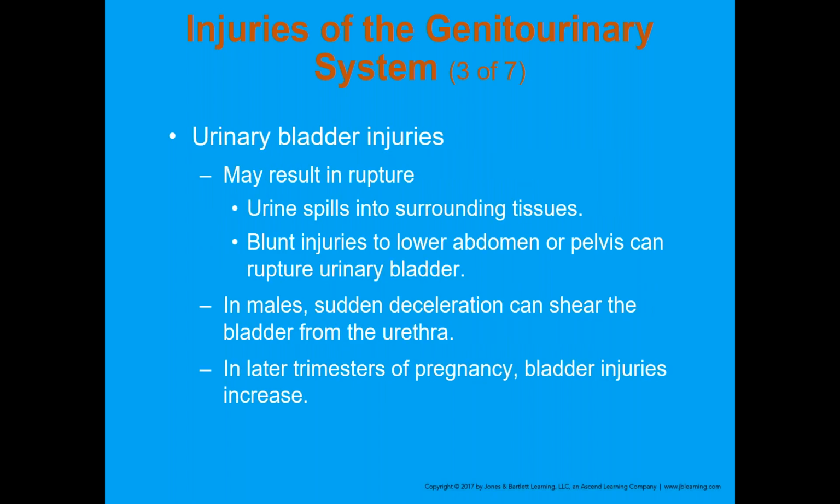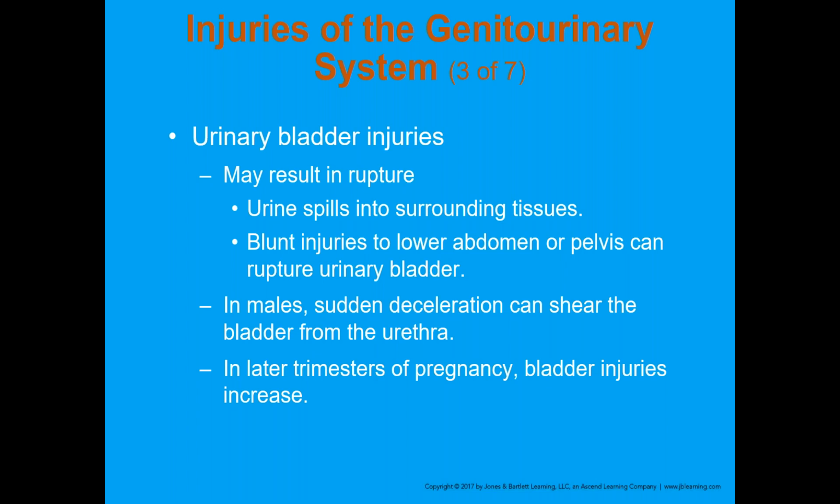When we see injury to the bladder, we think of rupture. Urine spills into the surrounding tissues. So if we have urine spilling into those surrounding tissues, we're likely to see very diffuse pain in the inferior-most portion of our patient's abdominal pelvic cavity. This can be caused by blunt injuries. It can be caused by penetrating injuries. Really just about anything, especially if the bladder is distended and filled with urine, it's more likely to be susceptible to things like rupture.